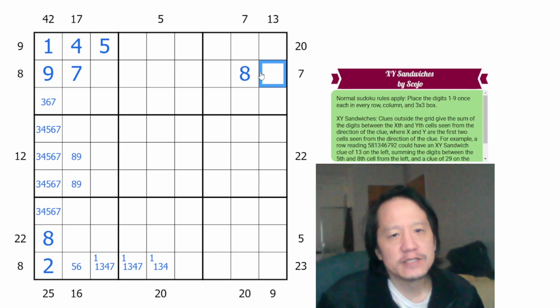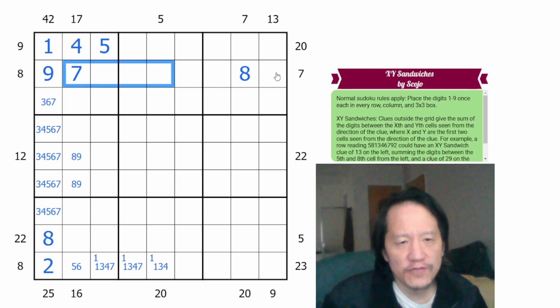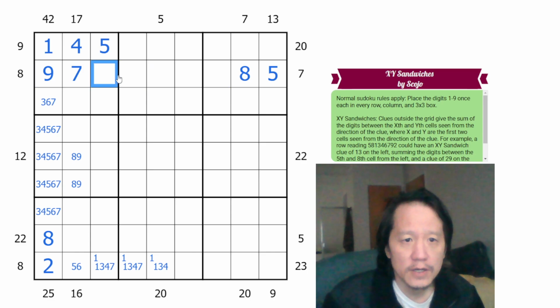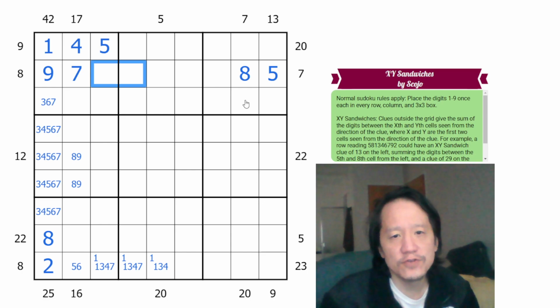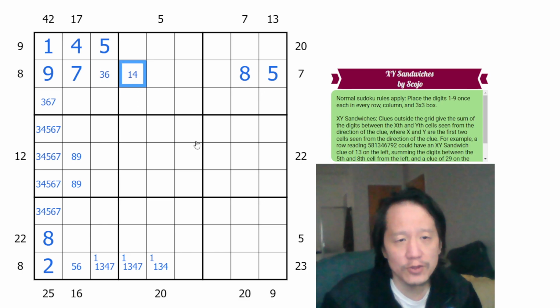So this one has to be between the 8th and the 5th, which could add up to 7, or the 8th and the 4th, which could add up to 7. If it's between 8 and 4, there cannot be 1, 2, and 4 there, which doesn't work. So therefore, this has to be 8 and 5. So between the 8th number and the 5th number going this way, there has to add up to 7. So it cannot be 2, 5. It could be 1, 6, which means this can't be 1. This can't be 6. It could be 3, 4. This can't be 4, so this can't be 3.